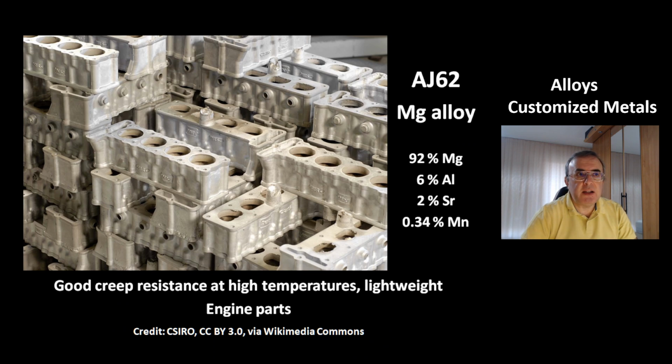AJ62 is a magnesium alloy with aluminum, strontium, and manganese. It has good creep resistance at high temperatures and is lightweight because magnesium has a very low mass. And AJ62 can be used for engine parts.